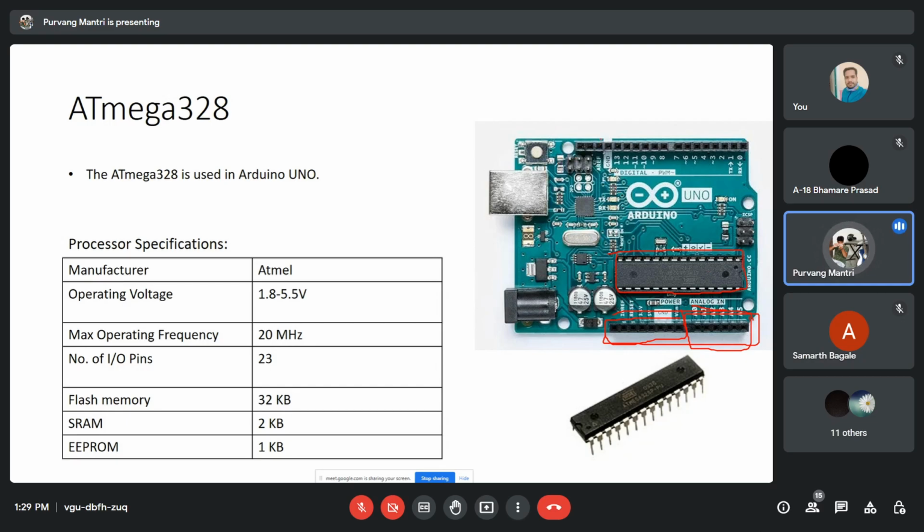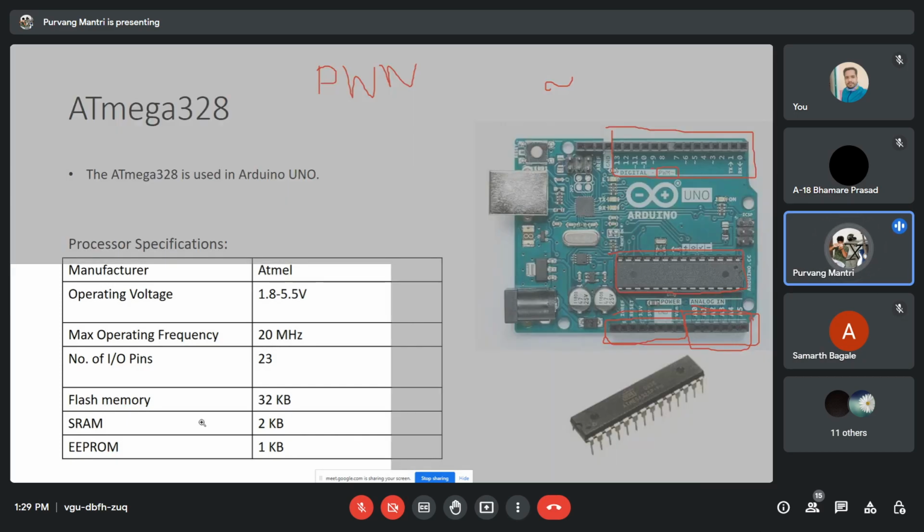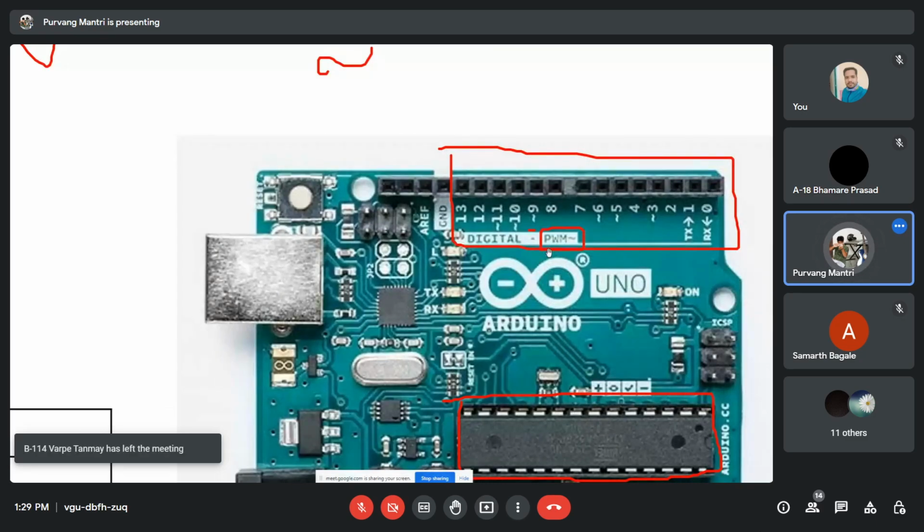Then on the other hand, we have other digital pins, and out of which the ones which are marked with this kind of symbol, they are the PWM terminals. PWM is pulse width modulation. You can see it is written as PWM. I'm gonna use the magnifying glass for your visibility. Okay, so you can see these are all the digital pins. They give the output in ones and zeros, and their pulse width can be modulated, and thus they are also known as the PWM switches.